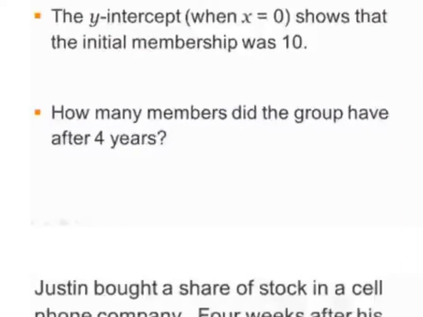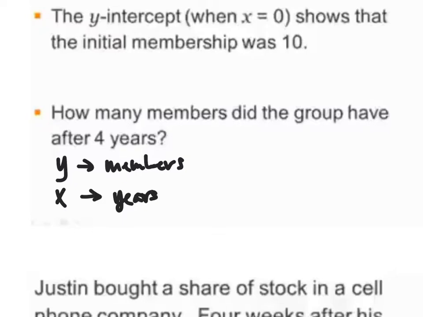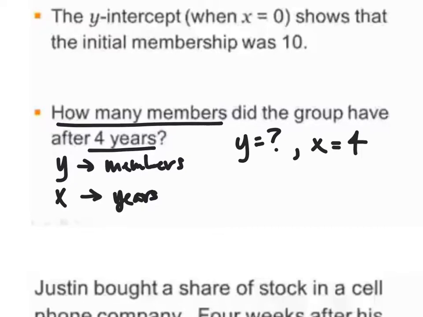So remember that x represents members, and y represents, that's switched, sorry. That y represents members, and x represents years. So when it wants to know how many members the group had after 4 years, we're trying to figure out what y is. So y is equal to what when x equals 4? All I'm doing is reading this and asking, what was my x value? What was my y value? What do I know? What do I not know?